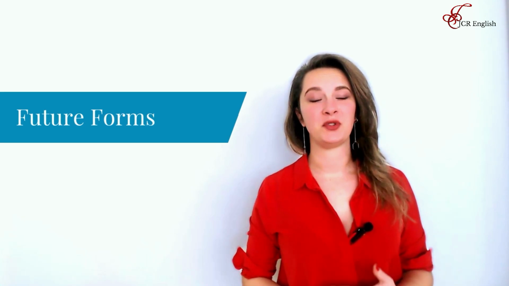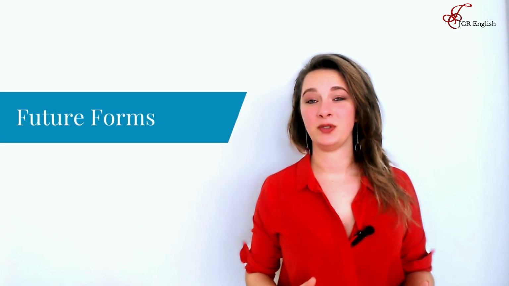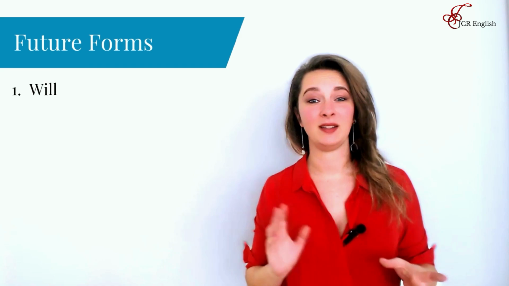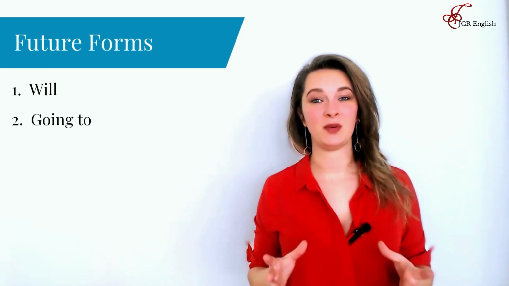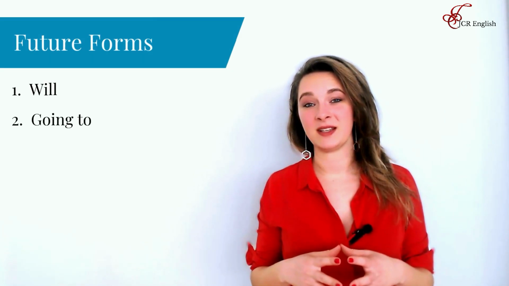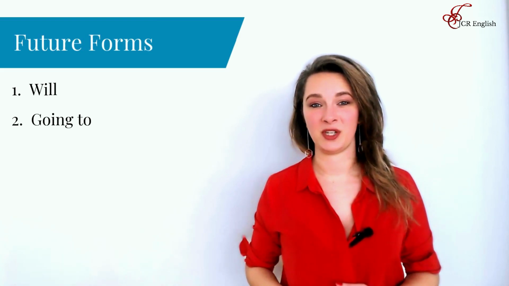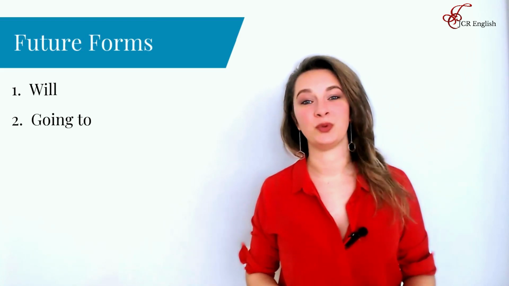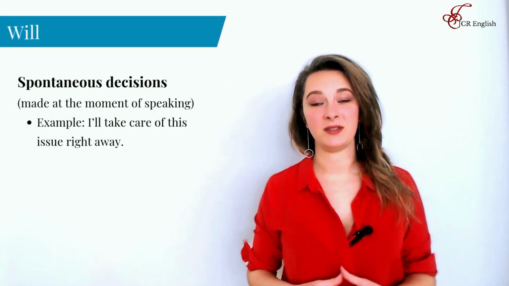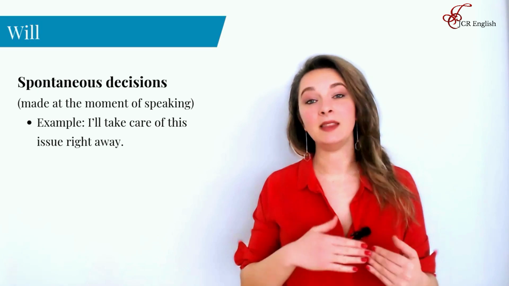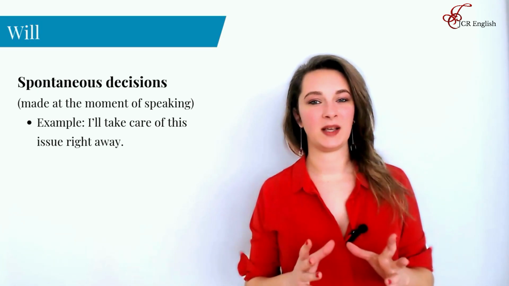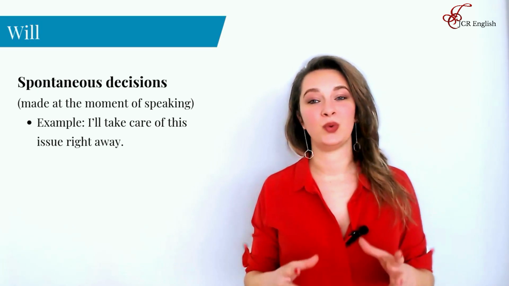When discussing plans to address problems, it is important to use the correct future forms, will and going to. Each serves specific purposes, and understanding their differences ensures clear and effective communication. So let's take a look at some rules for using future forms. We use will for spontaneous decisions, meaning the decisions made at the moment of speaking. For example, I'll take care of this issue right away.